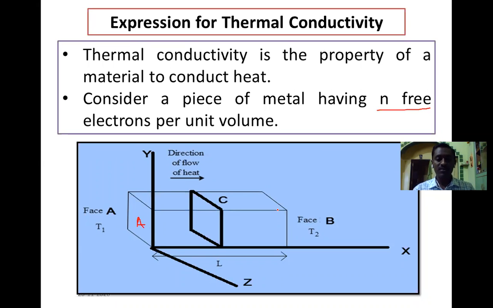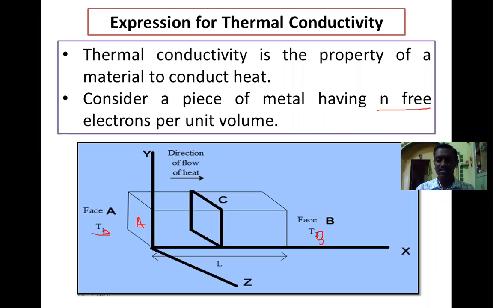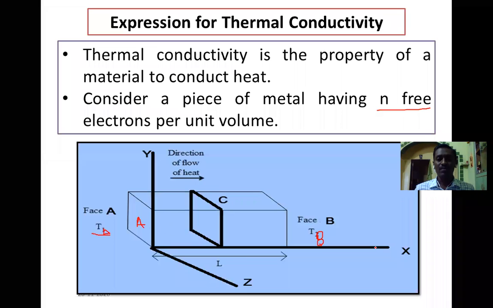Here we have maintained this block at two varying temperatures. Here the temperature of phase A will be TA. TA is the temperature of phase A, and TB will be the temperature of phase B. Because we know that for the conduction of heat, a temperature difference or temperature gradient is required.